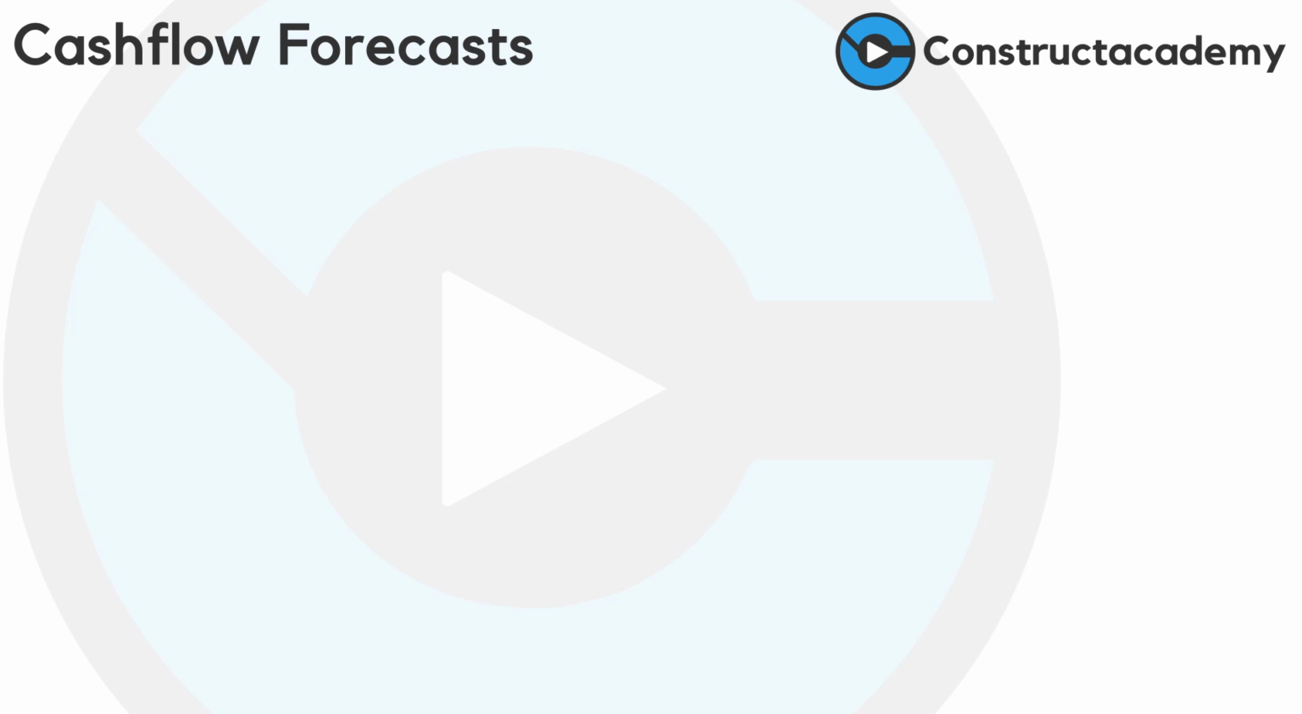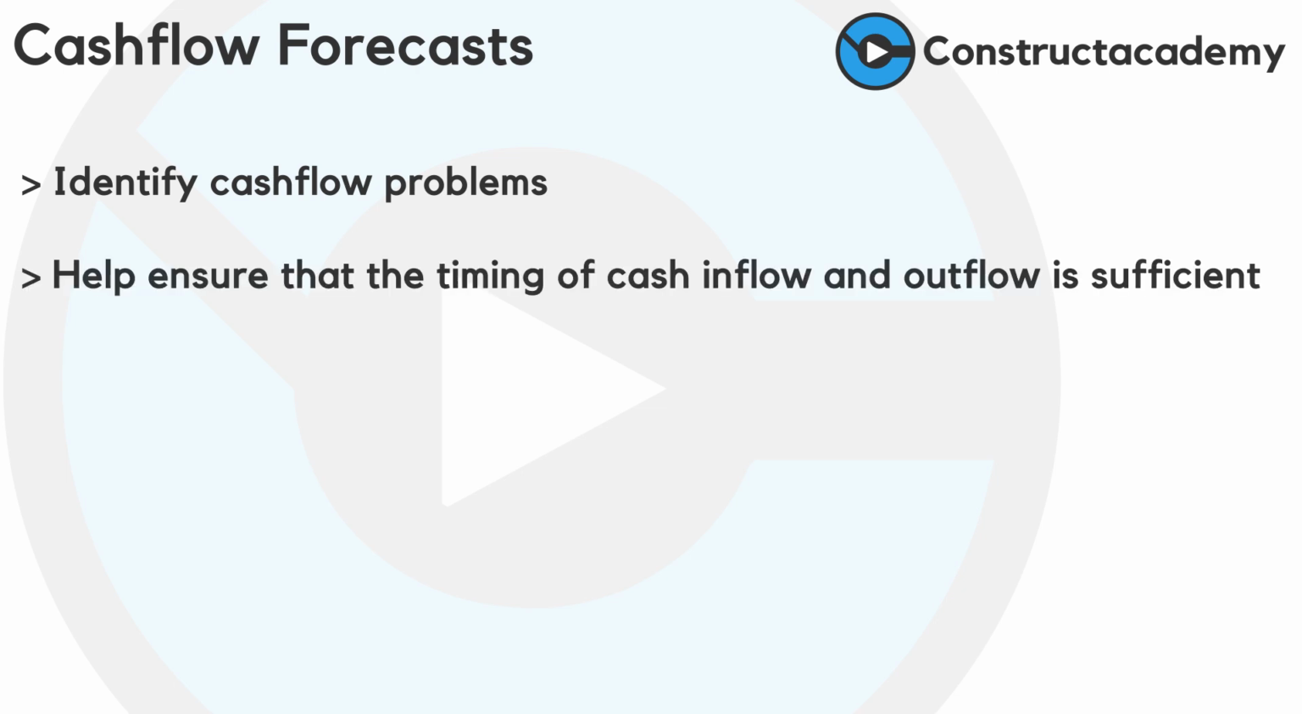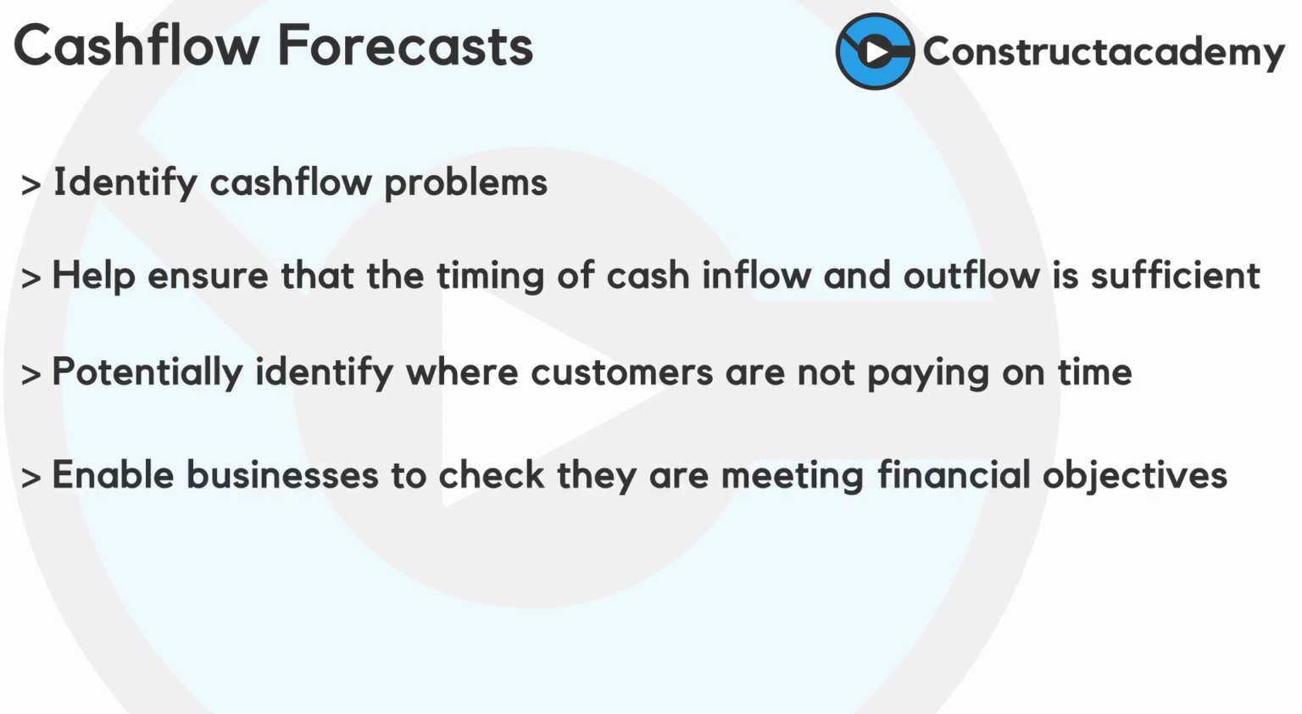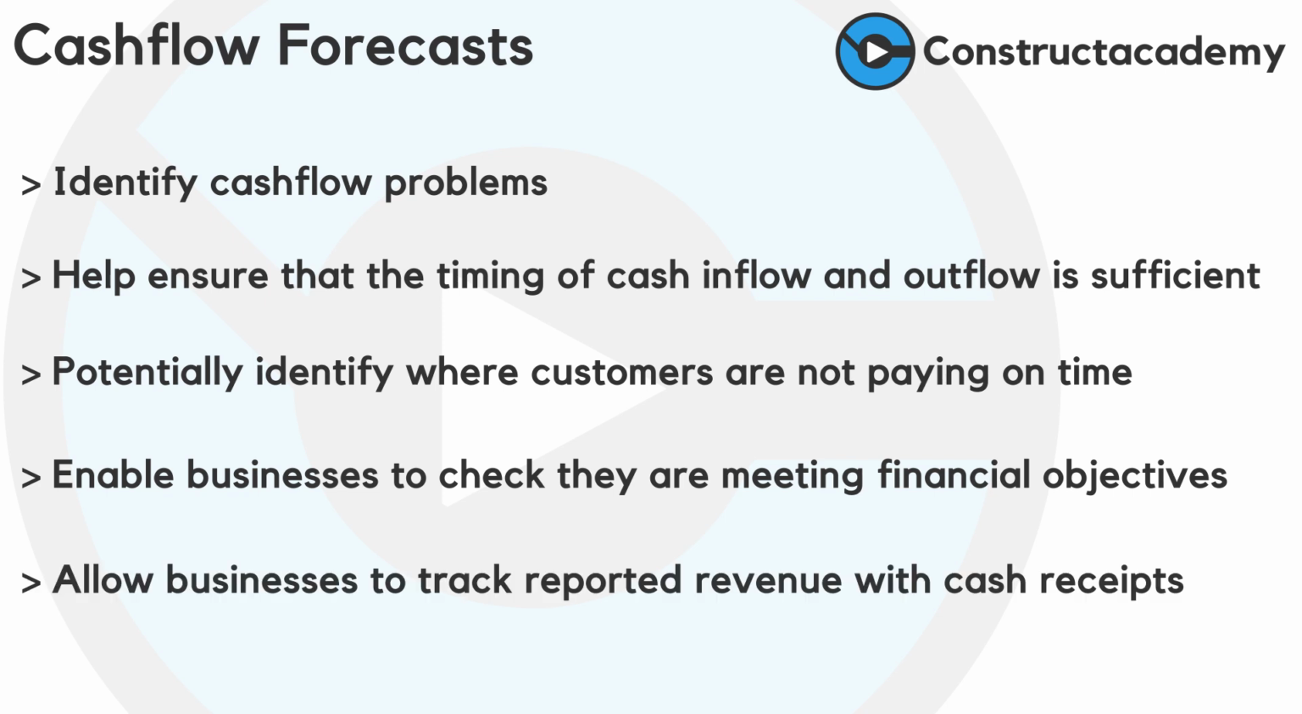So let's have a look at what a cash flow forecast does for a business. It identifies any cash flow problems. It helps ensure the timing of any cash inflow is sufficient to meet the timing of any cash outflow. It identifies problems where customers are not paying on time. It allows businesses to see if they're meeting their financial objectives. And it also allows a business to track against a profit and loss statement to ensure that the reported revenue actually turns into cash receipts.